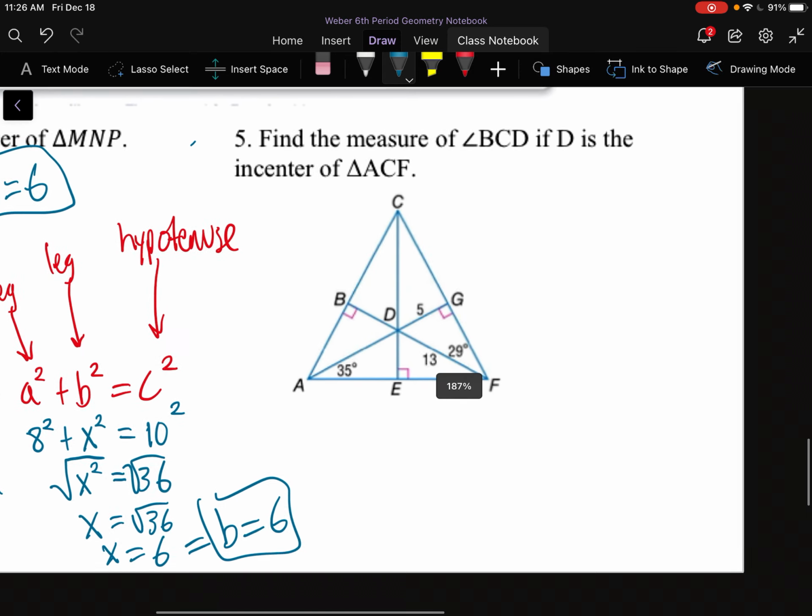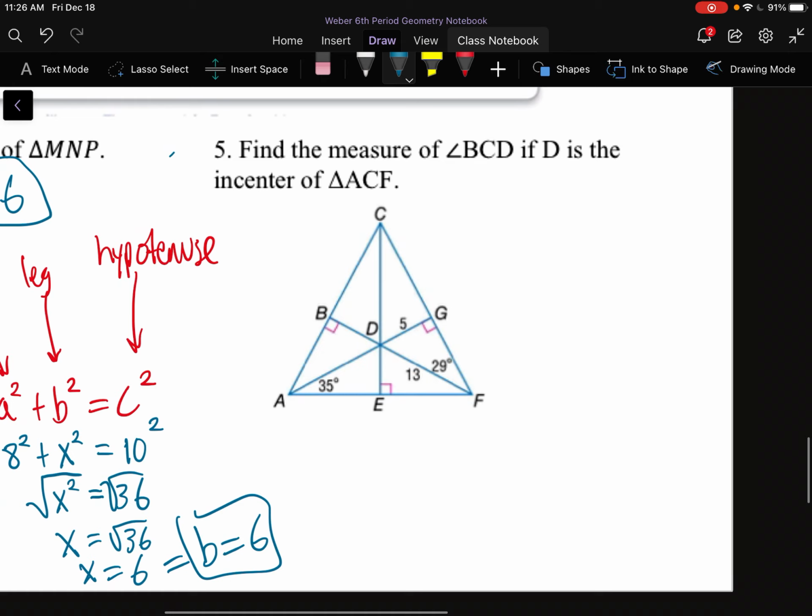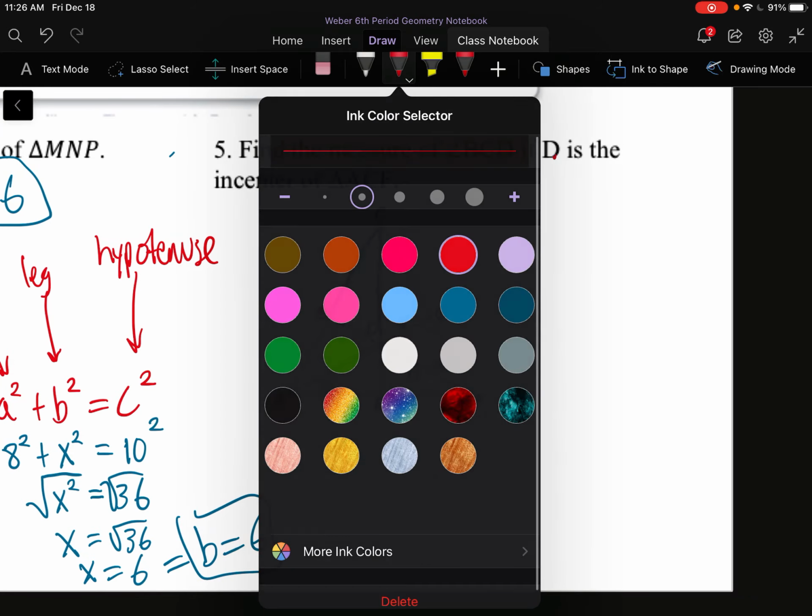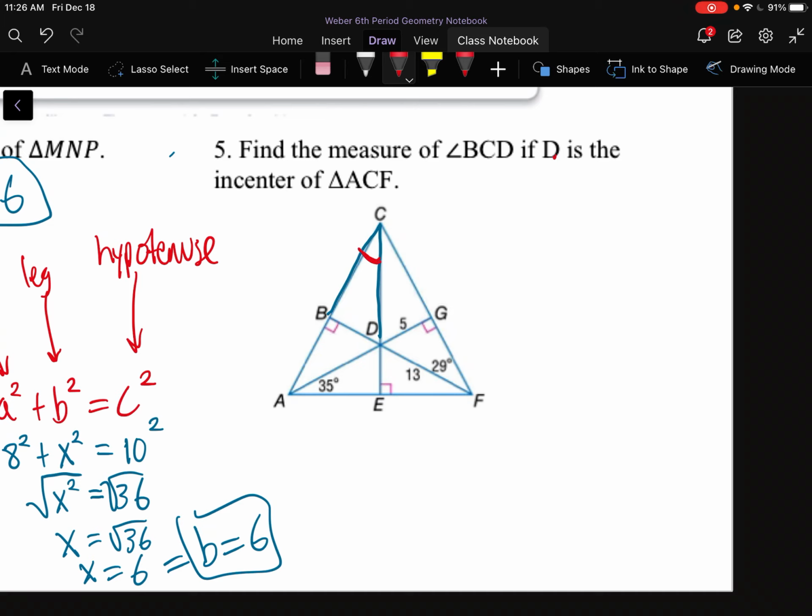Finally, number 5, our last one. Find the measure of angle BCD. So let's look and see what that angle is. Here's B to C to D. So the angle that we're dealing with is this missing angle here. D is the incenter of triangle ACF, so I know that D, this point here in red, is the incenter of our entire big triangle, the whole thing.